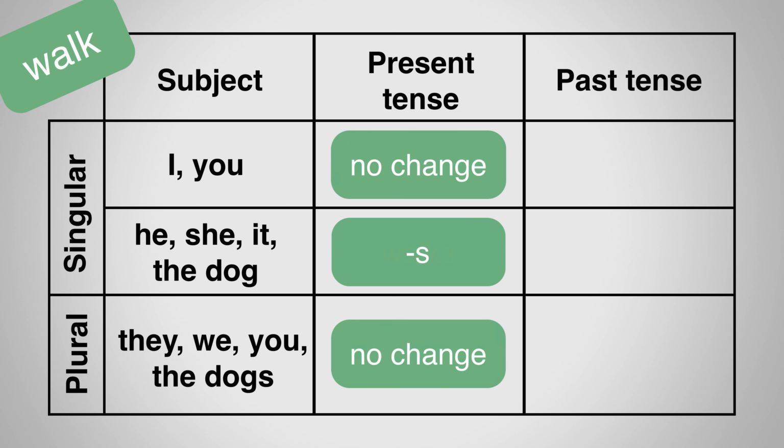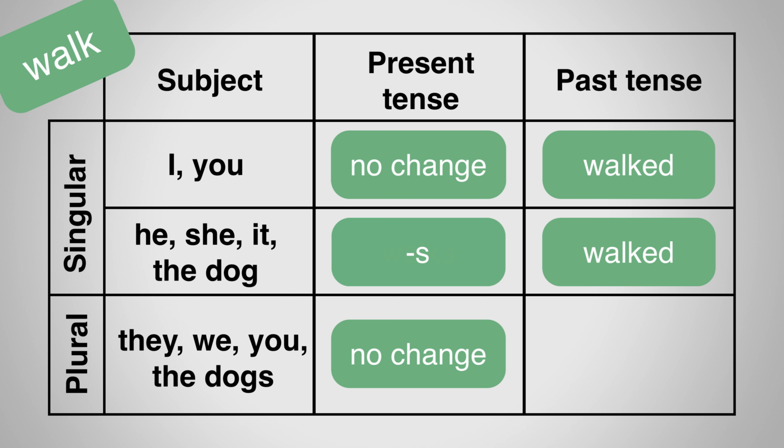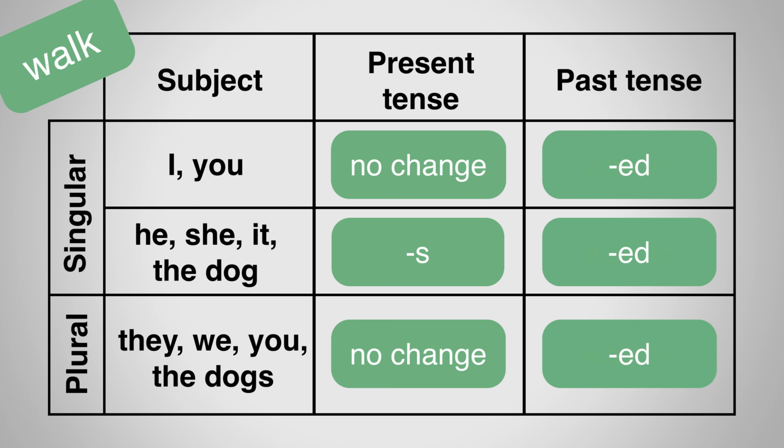Okay, let's see what happens to the verb in the past tense. We'd say, I walked and you walked. Or we'd say, he walked, she walked, it walked, the dog walked. What about plural subjects? Well, we've got they walked, we walked, you walked, the dogs walked. So this is easy. We can see that in the past tense, ed is simply added to the verb, whatever the subject. So that rule is very easy to remember.